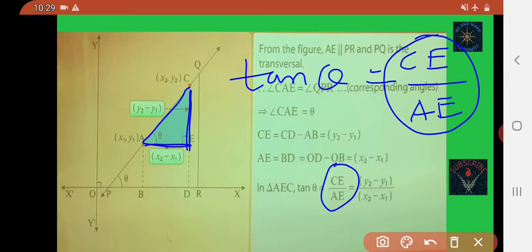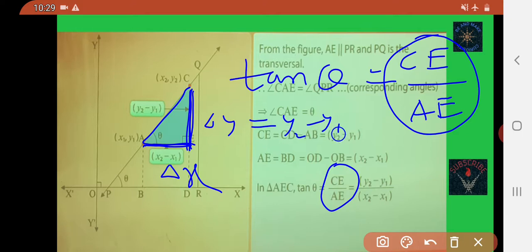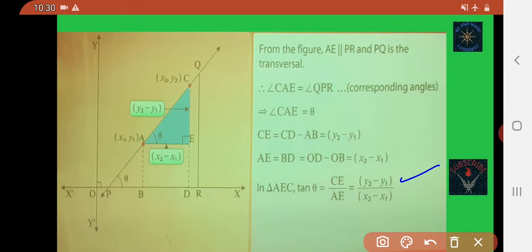And you know that CE is change in y, and AE is change in x. Change in y is y2 minus y1, and change in x is x2 minus x1. So that is equal to y2 minus y1 by x2 minus x1.